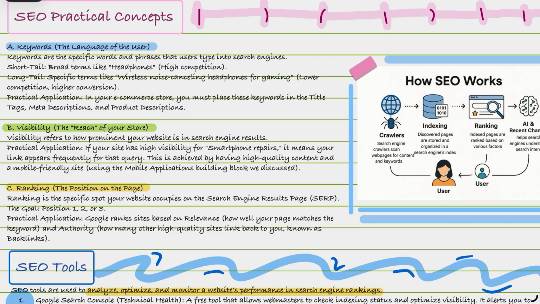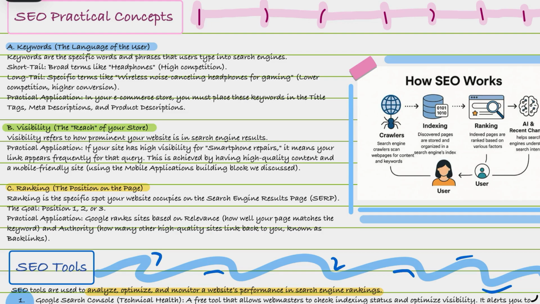All right. So to optimize your store, you must embed these long tail phrases into your title tags and into your product descriptions to make your visibility better. Okay, so the next concept is visibility, the reach of your store. Visibility measures how often and how prominently your store links appear across search results or related product queries. So high visibility means the search engine sees your platform as relevant.